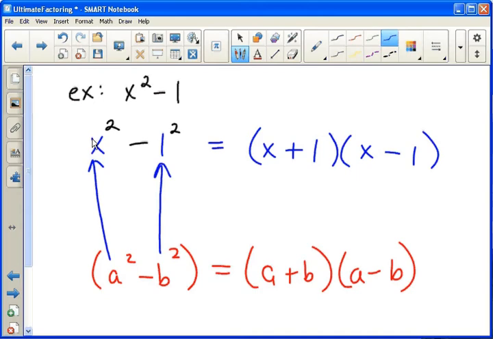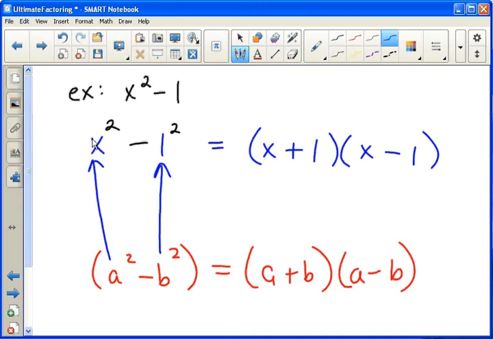It doesn't matter since you're multiplying. You can do it in either order. You can write x plus 1 times x minus 1 or x minus 1 times x plus 1. It doesn't make any difference. Now these you can test or check by foiling. Now this is the correct answer, but you can also check by foiling.